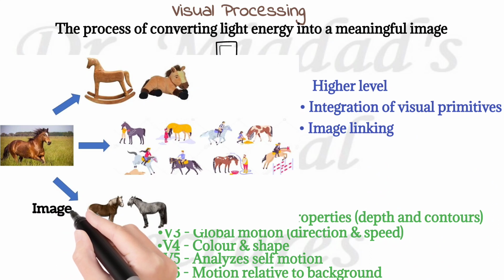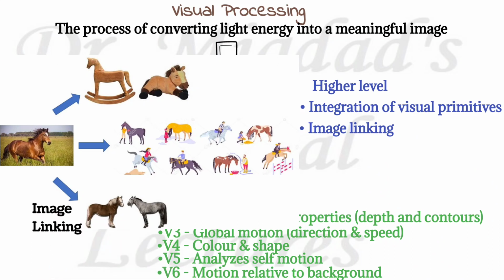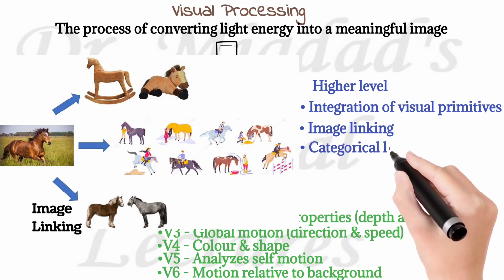Then once you recognize the object as a horse, it will be differentiated from similar categories. Like you can differentiate it from a donkey, you can say whether it is a real horse or a toy horse or a children's ride in the shape of a horse, etc. This process is achieved by categorical linking.